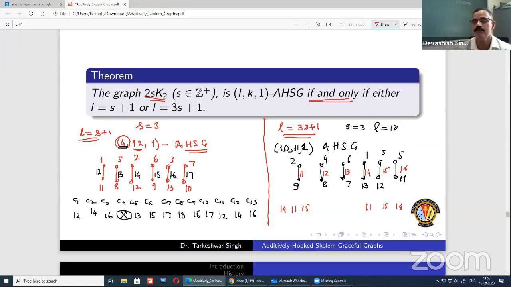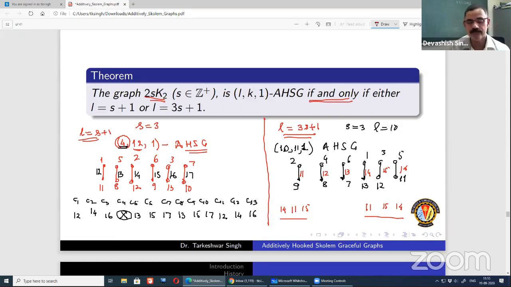So in this talk, what we are going to do is the following. All the results which we have proved using the graph labeling, where the weight of the edge is calculated as the sum of the end vertices, and we are going to get new results which somewhat look like a Skolem sequence or hooked Skolem sequence, and it has many applications in anti-magic and distance anti-magic graphs.